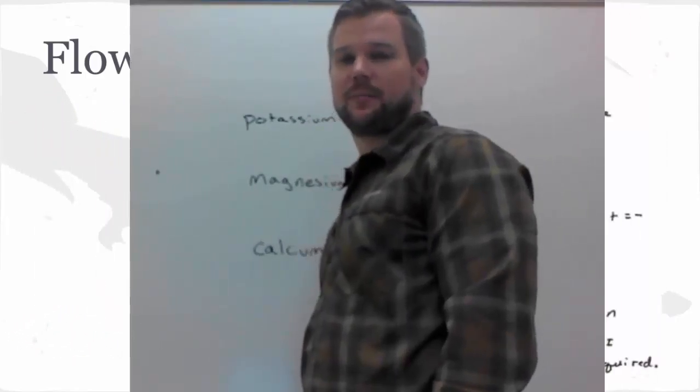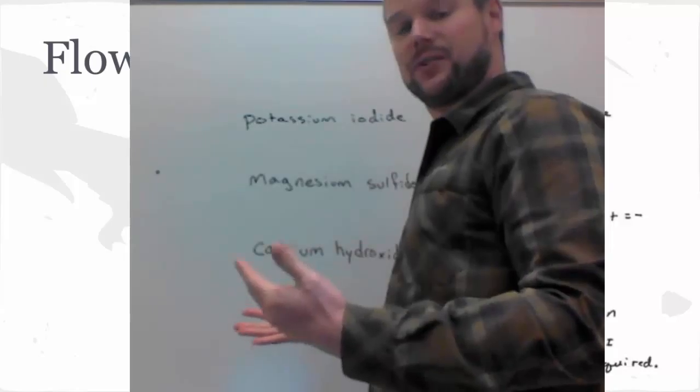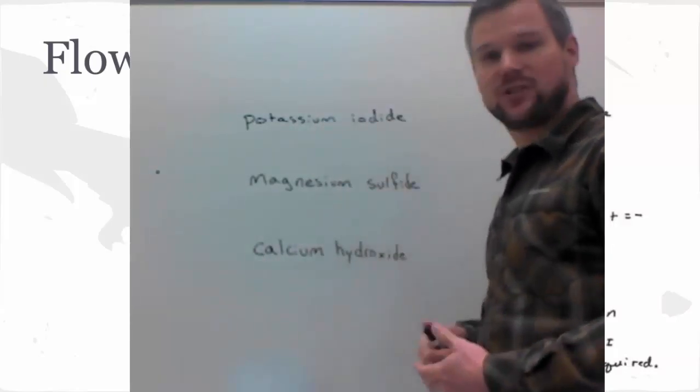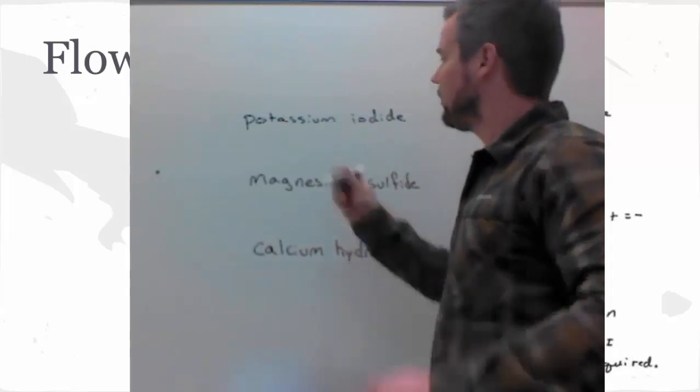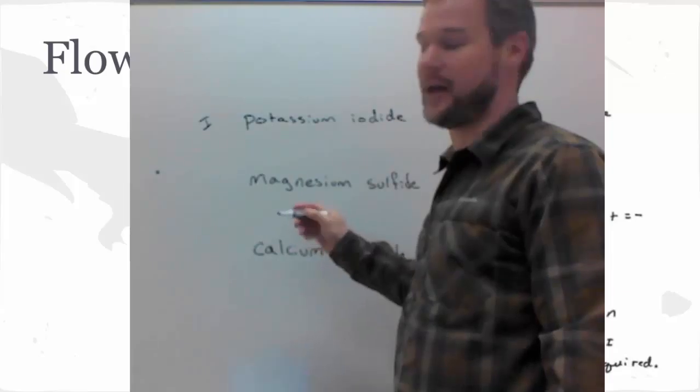All right, here are some examples of how you would go about writing a formula from a name. We're going to figure out that these are ionic. All of these are actually ionic, but we know that they're ionic because in all three of these names, we don't see a prefix. So I'm going to just write an I next to the name so I can remember that these are all ionic.